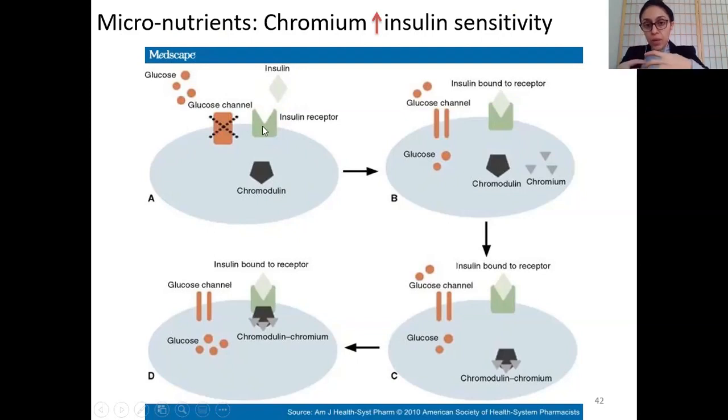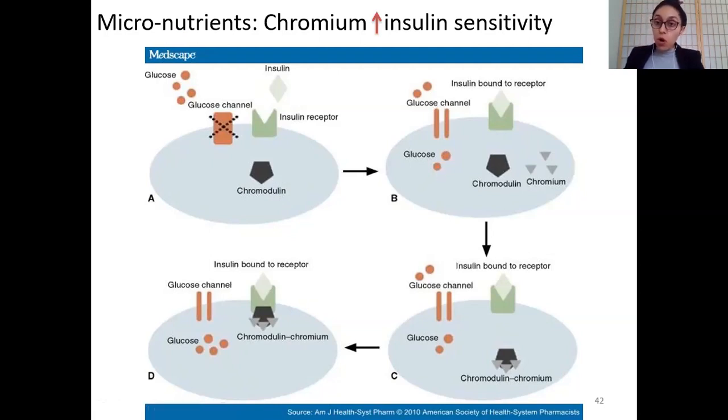When it is combined with the insulin receptor, this V-shaped thing over here, and then you have this chromodulin. Chromodulin is a type of protein. Now what happens is that when the cell senses that there is glucose and it needs to take up glucose, insulin will get bound to the insulin receptor. Your glucose channels will open, and some amount of glucose comes in.